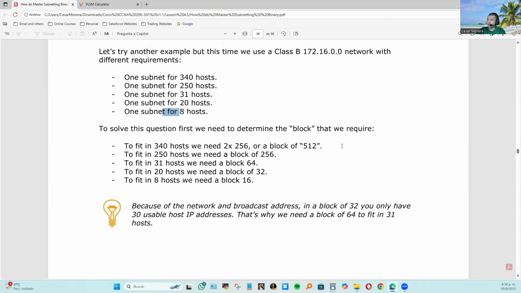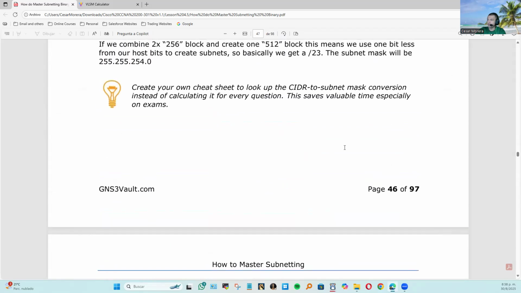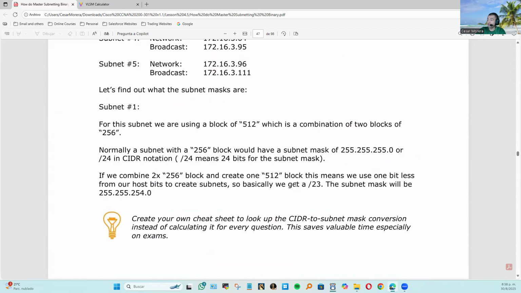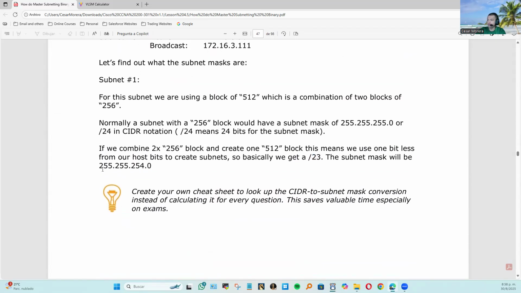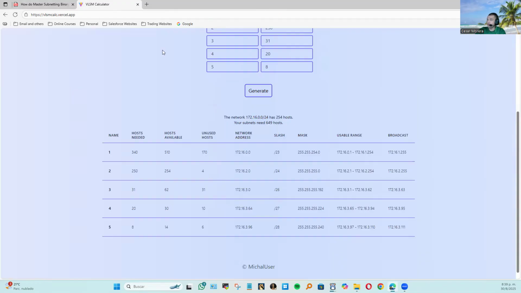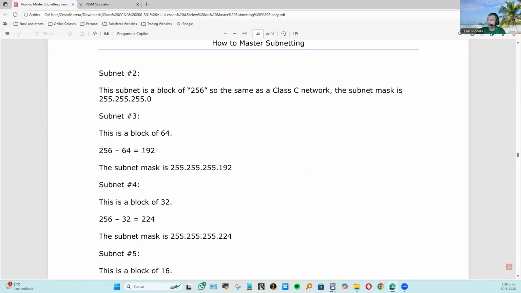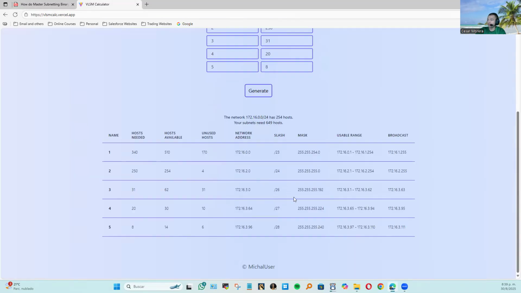Let's see if these match the answers that we have there for the subnet mask. Let me see. Okay, so the first one is slash 23. We got it, right? 255.255.254.0. Then we have slash 24. There you go, 24. Then we have what else? 192. What is that one? Do you guys know? 192 is 26.